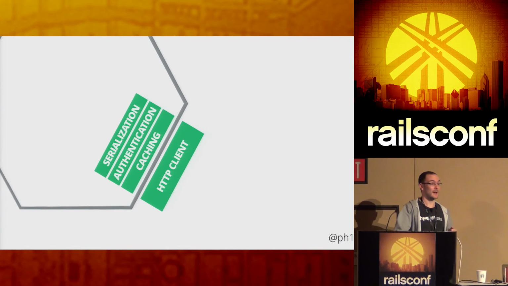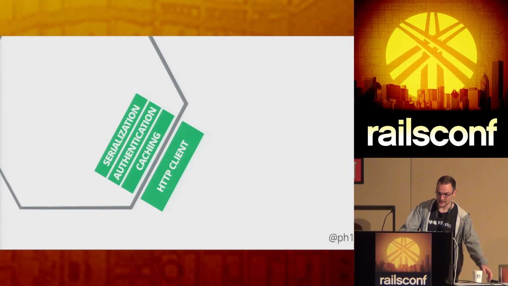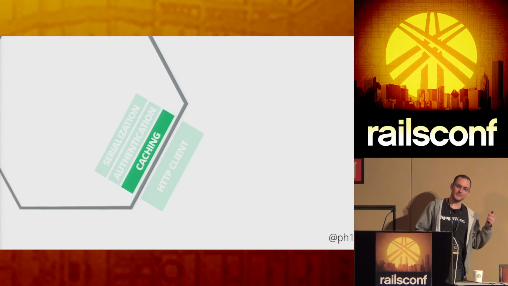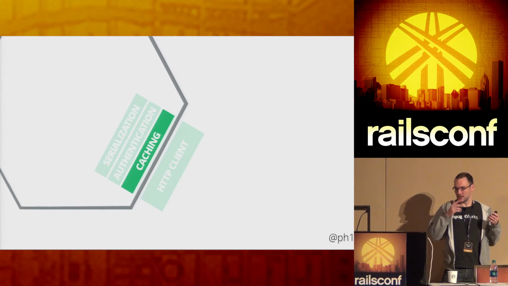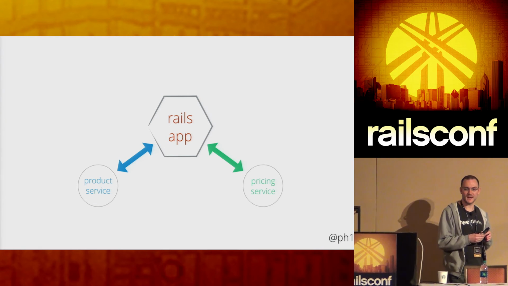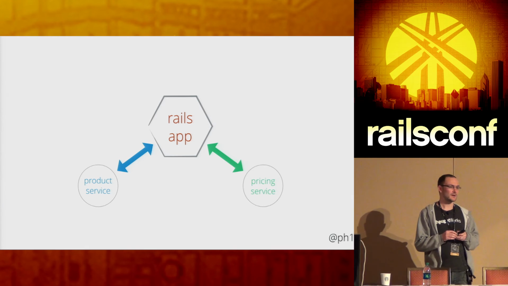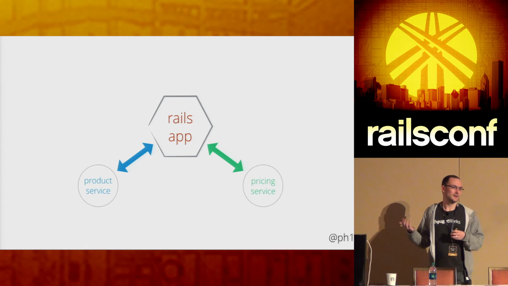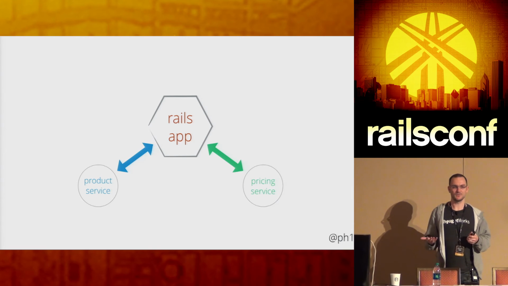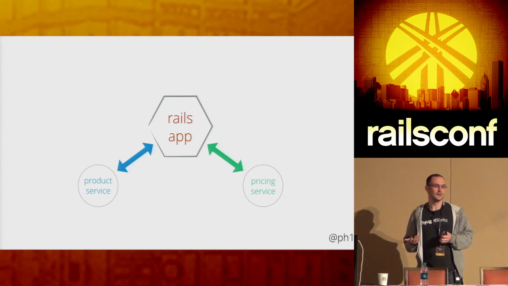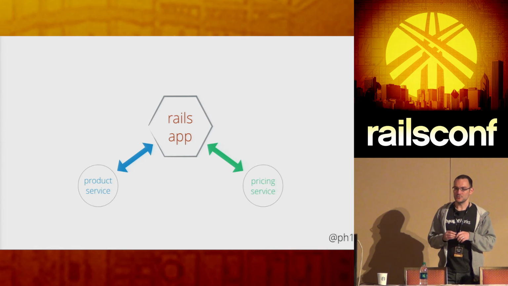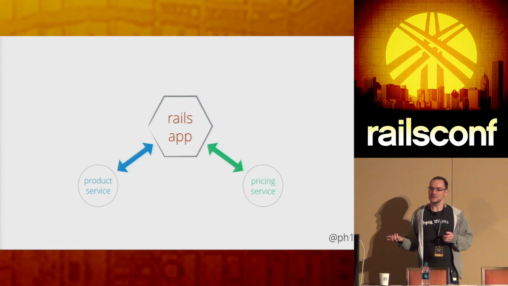So what else did we put in our Faraday stack? Caching. This is for me the most exciting thing to talk about. So let me talk about it. Back to our example. Let's say we've got our Rails app, and we've got our product service, and we've got this pricing service. Fun fact that I didn't know before I worked on this application, prices can change multiple times a minute in some of these systems.